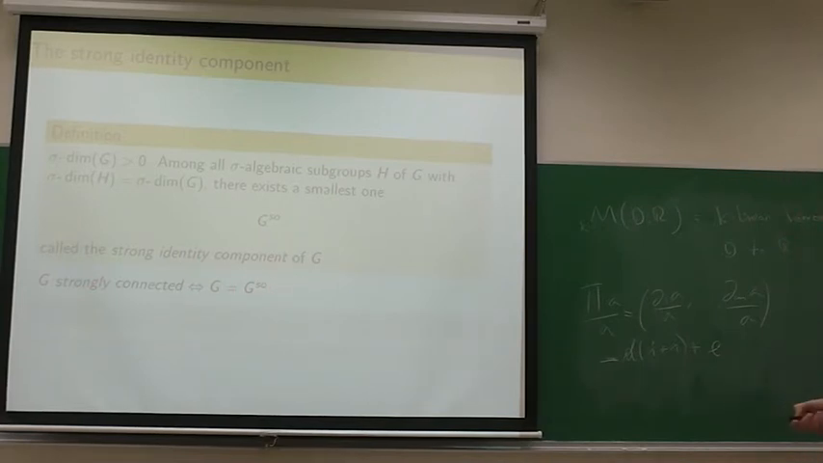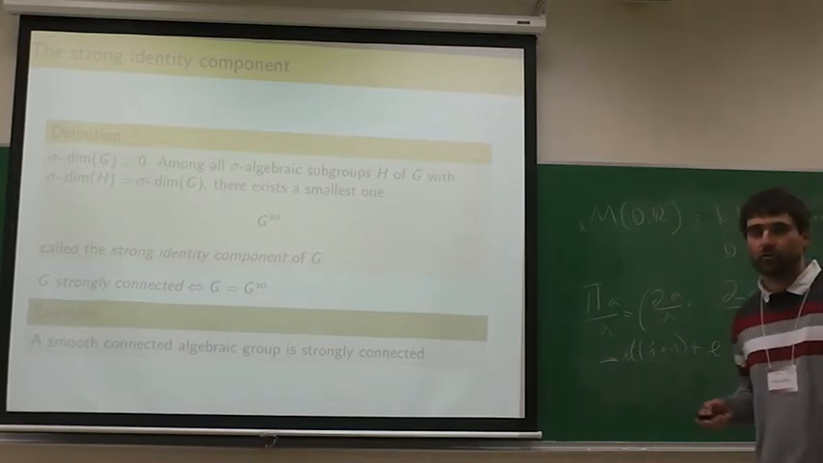So that really means it has no proper normal subgroups of the same dimension. And for example, a smooth connected algebraic group, if you think of it as a difference algebraic group, is strongly connected.